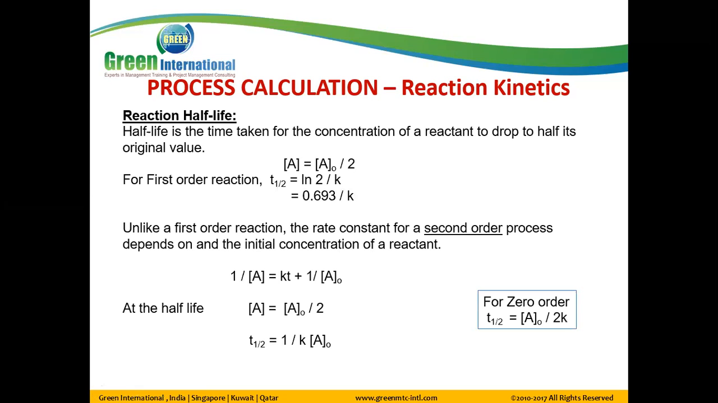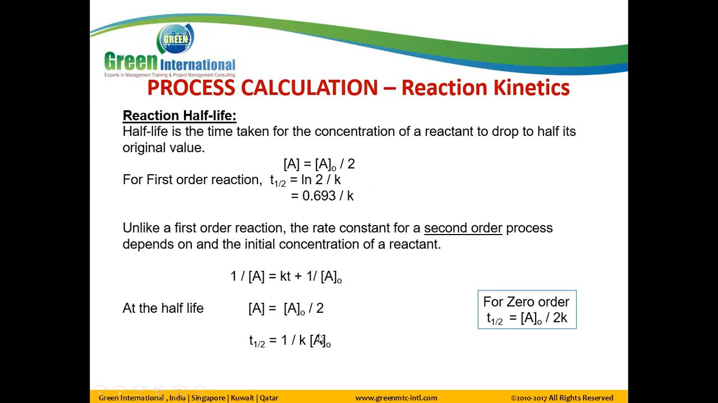Then there is the half-life period calculation. Half-life is the time taken for the concentration of reactant to drop to half of its original value. For example, for a first order reaction, A equals A naught by 2. If you substitute T equal to T half here, it is nothing but ln 2 by K, which is 0.693 divided by K. That's for a first order reaction.